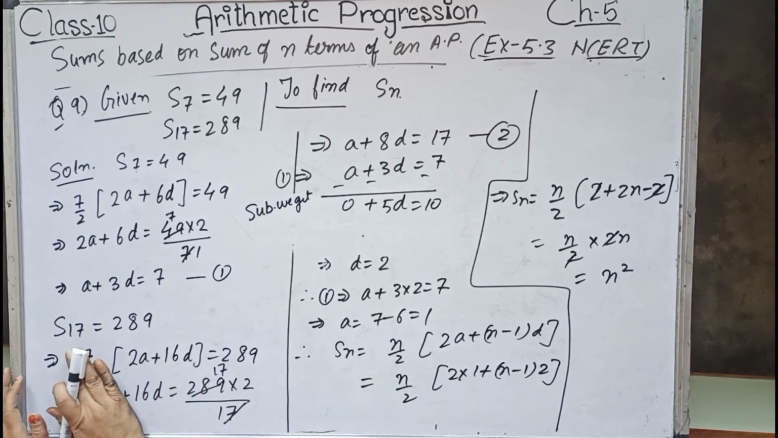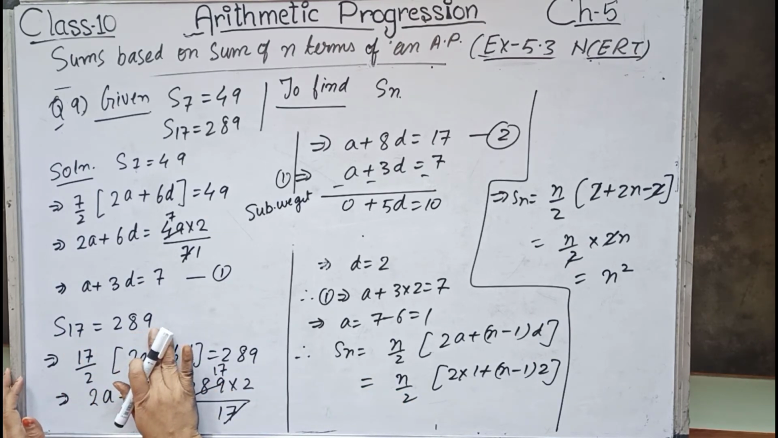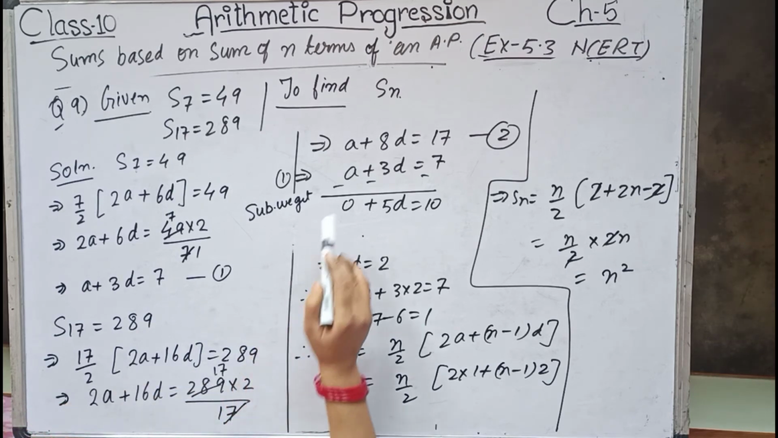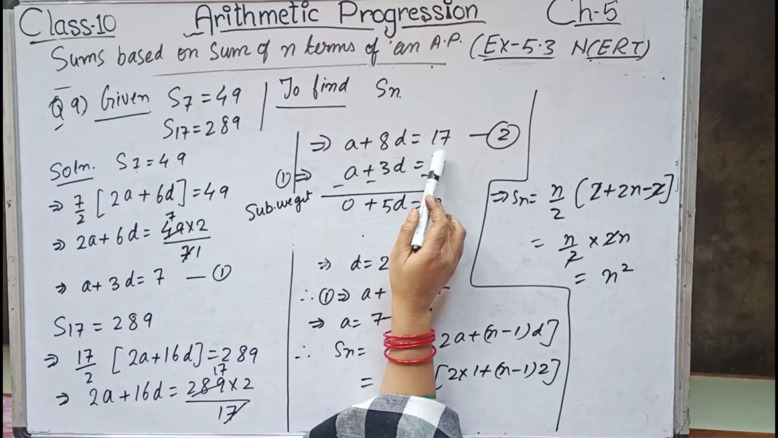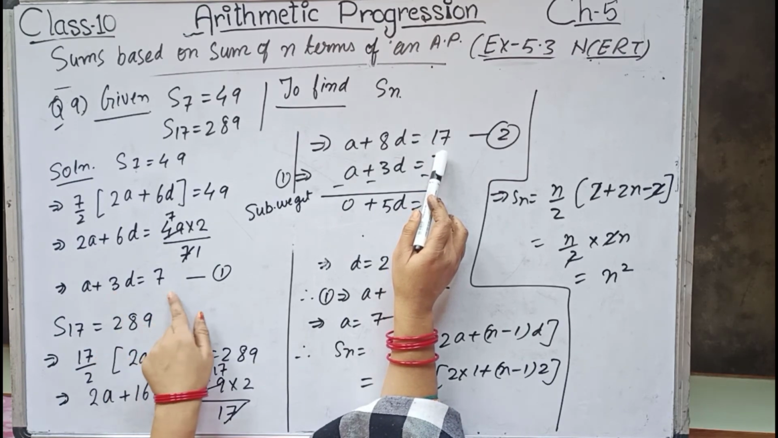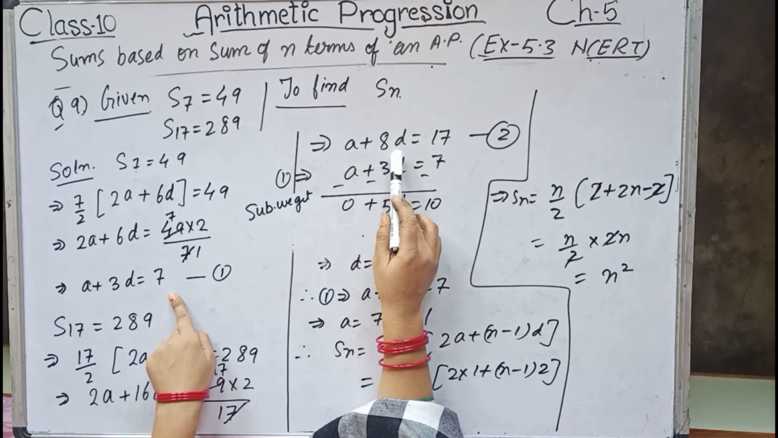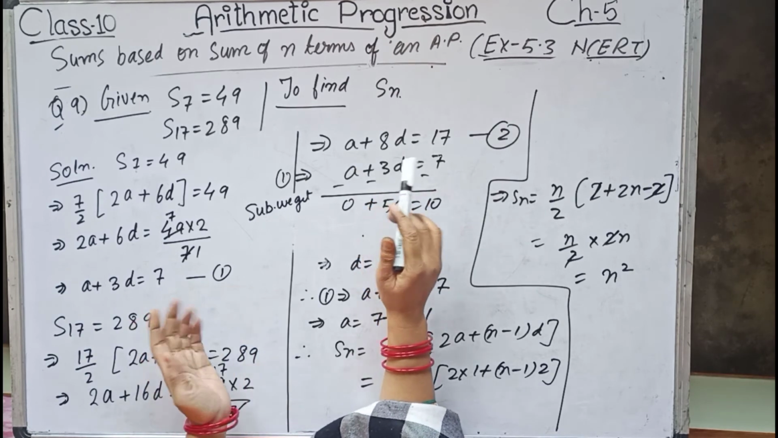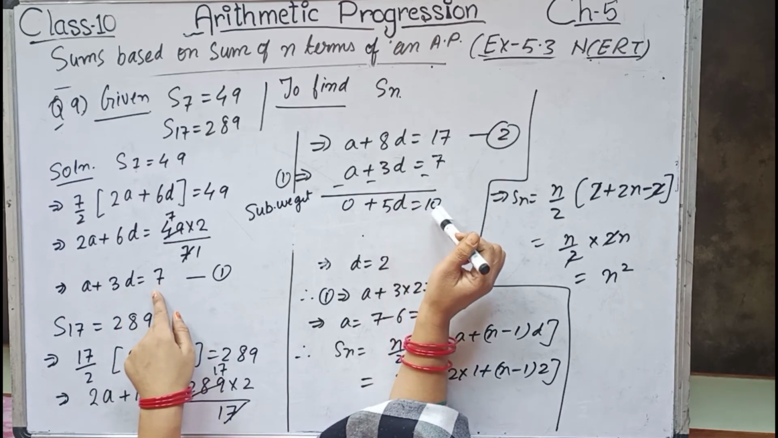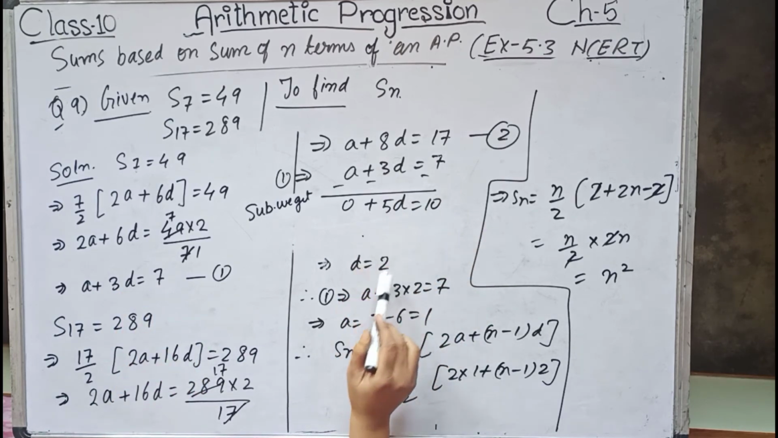Again, the second fact which is given is S17. S17 is 289, and following the same manner we get a linear equation, a plus 8d equals 17. So equation 1 says that a plus 3d equals 7, and equation 2 says that a plus 8d equals 17. So subtract them. 8d minus 3d will be 5d, and 17 minus 7 is 10. So we get d equals 2.